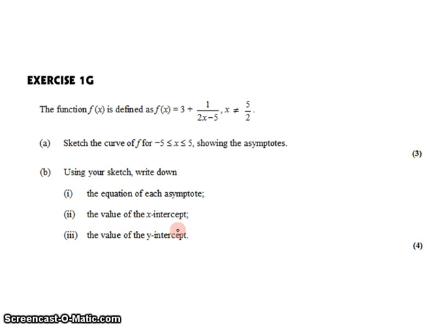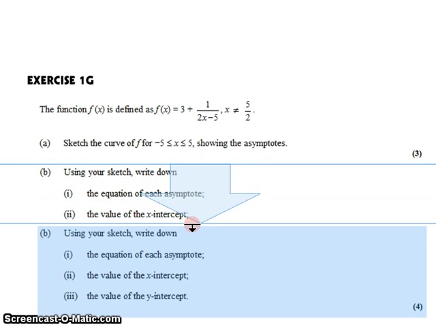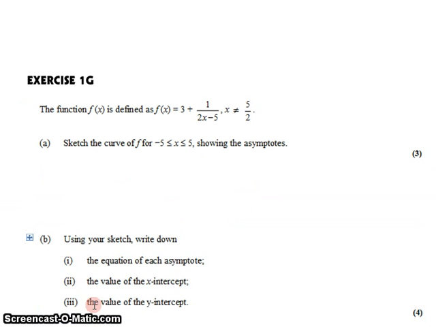You need to have your calculator for this question, and wouldn't you know it, the license has expired for my calculator. Whoops. So we're going to use the graphing package instead. What we have is a function here, and in this function, x is not allowed to be 5 halves, because when it is, you get a 0 in the denominator. You get division by 0.